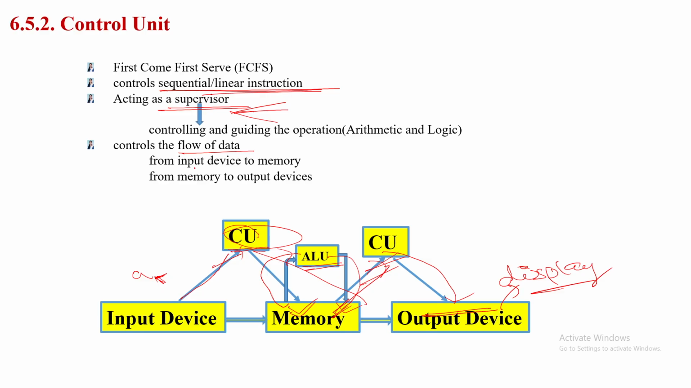Which type of flow? First from the input device to memory, and from memory to output. If you are asked about the flow of this data, the input device sends to memory, and then memory to the output device. Whenever the input device sends to memory, the control unit is here, it controls that data and sends it to the memory unit. The memory unit's task is that it sends the data to the ALU for calculation and comparison, and the ALU's task is that it sends the data back to the memory unit only, and then this memory sends the data to the output device.